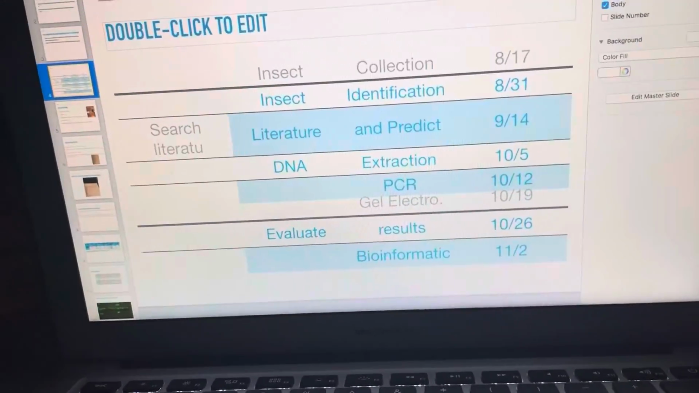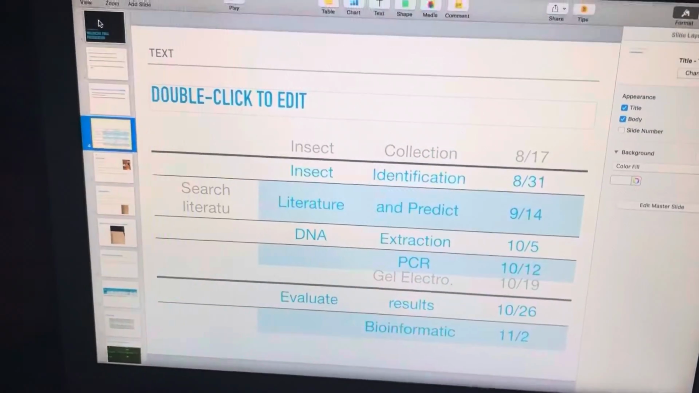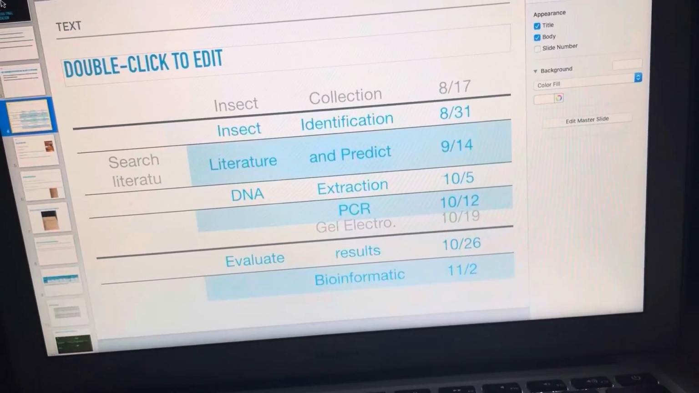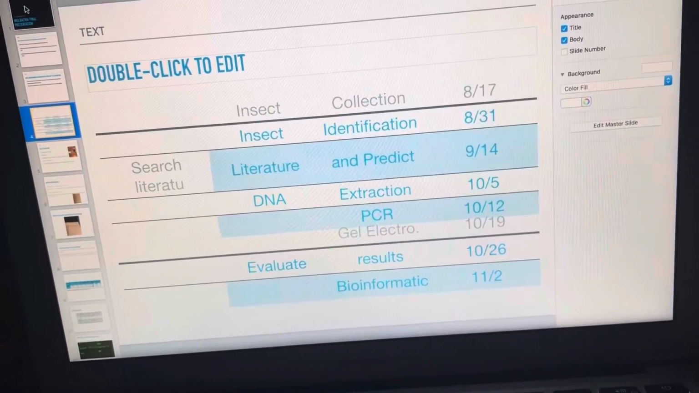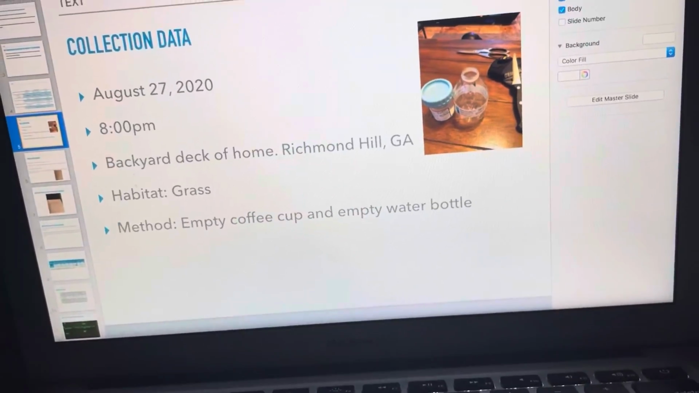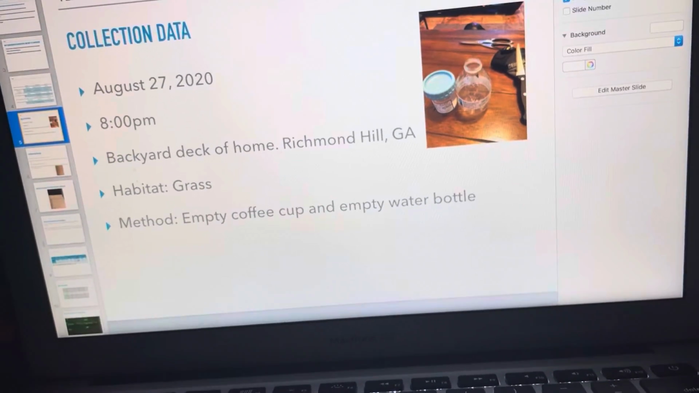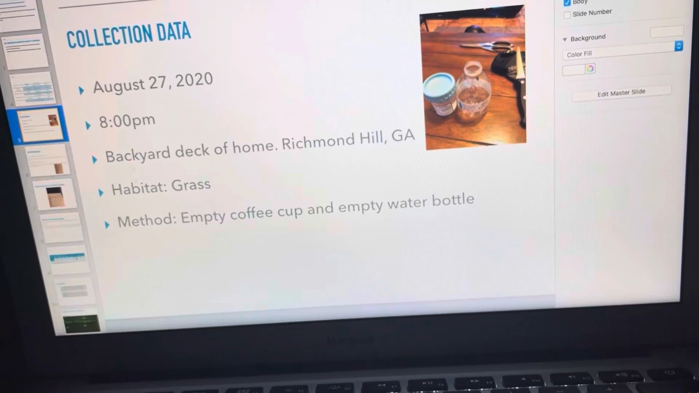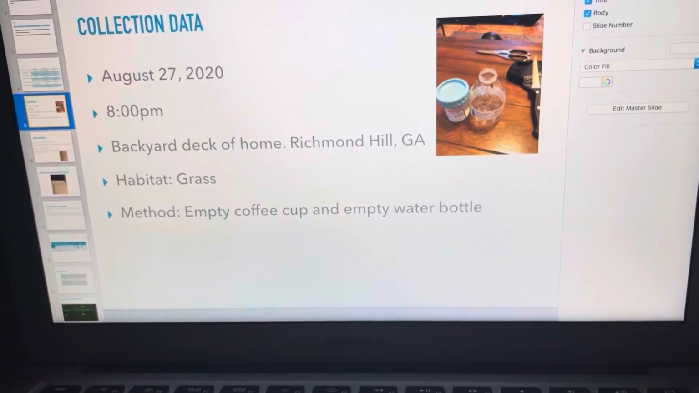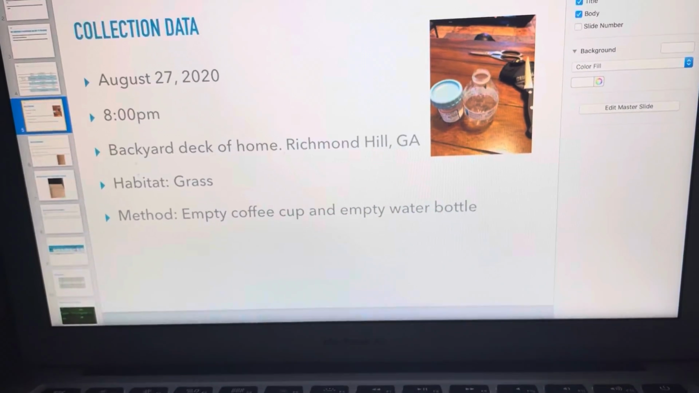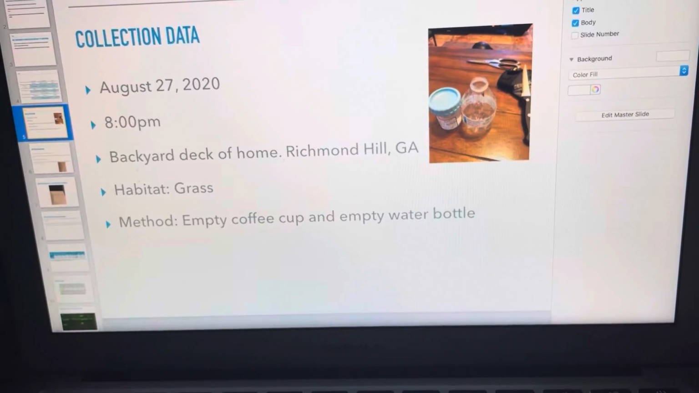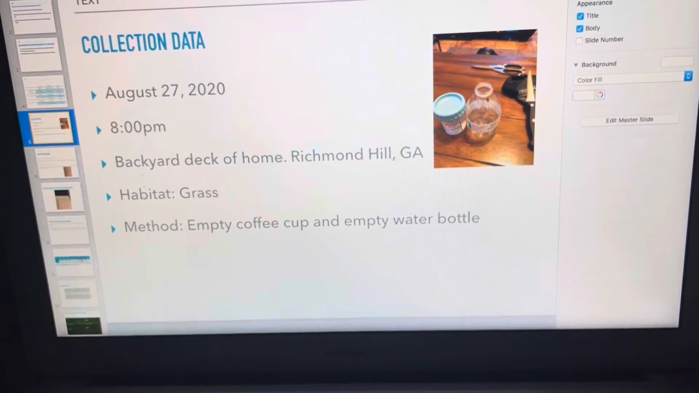This is my project flowchart. We showed up for these labs at least once a month. This is my collection data. I collected it a few months ago at night, just after sunset, at my backyard in my house. I found it in the grass, while I was outside, and I used an empty water bottle and a coffee cup to capture the fly.